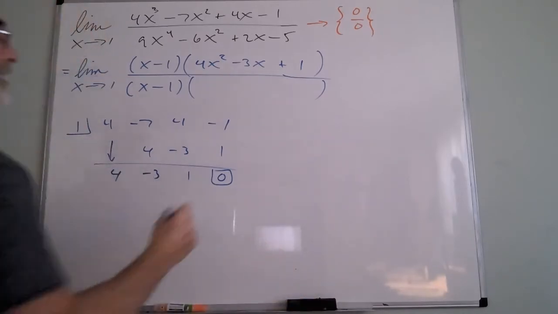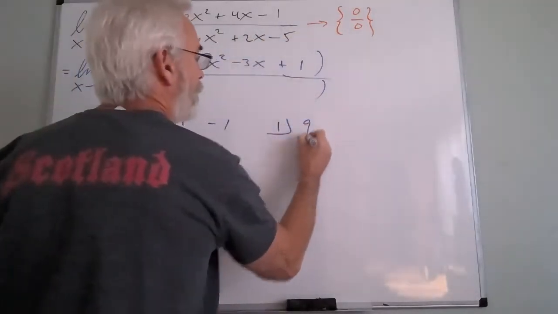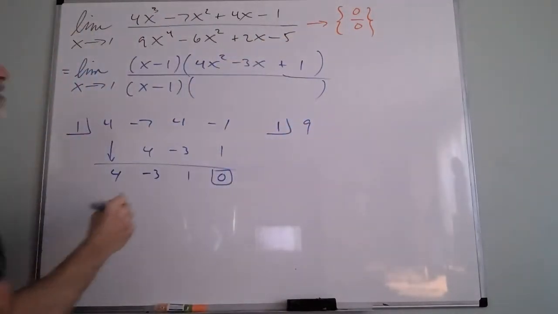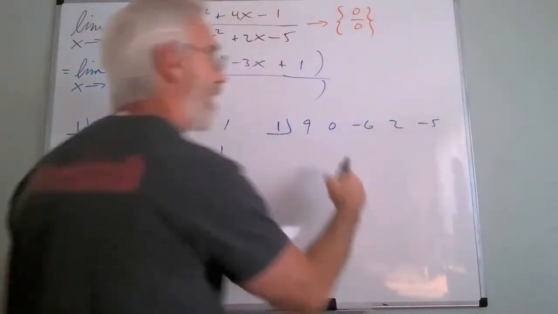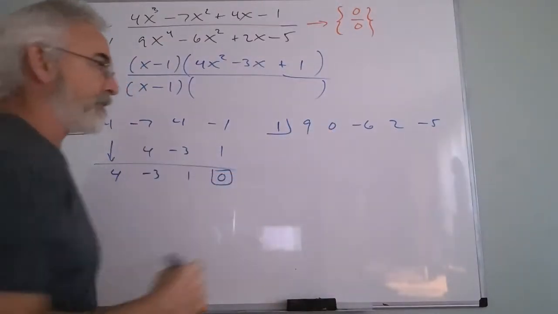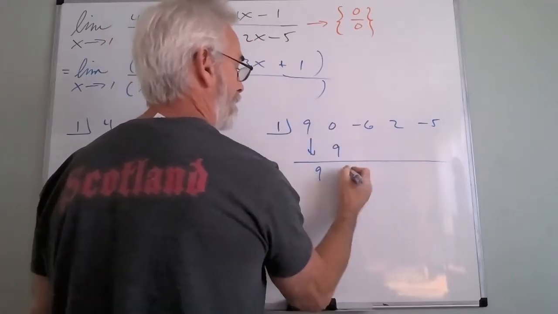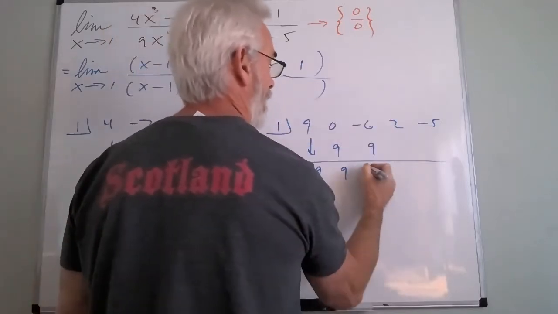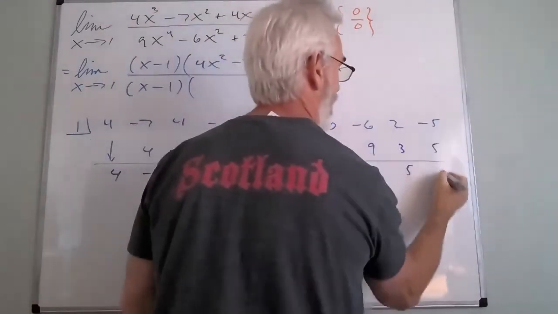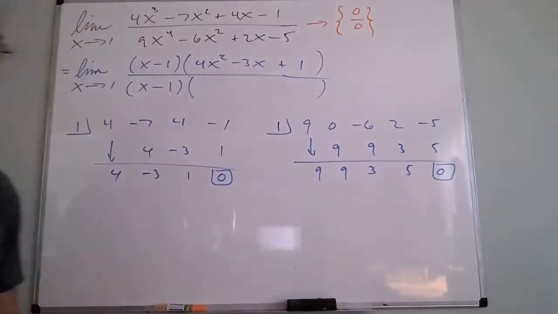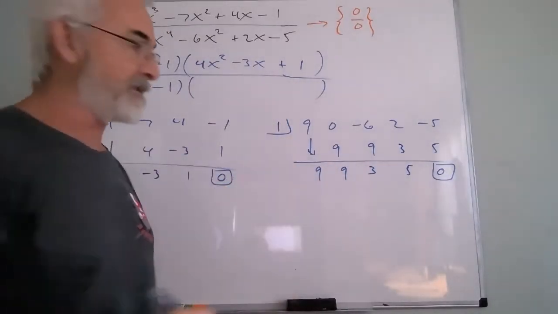Now let's do the denominator. If I make 1 the root in descending order, now be careful, I don't have an x cubed. So it's going to be 9x to the 4th, 0, -6, 2, -5. That placeholder is critical. It will change my answer if I don't have it there. So I bring this down. 1 times 9 is 9. Add. 1 times 9 is 9. Add. 1 times 3 is 3. Add. 1 times 5 is 5. Add. If I don't get 0 in that last position, either I have an error or I chose the wrong number. But I got a 0, so it guarantees x minus 1 is a factor.